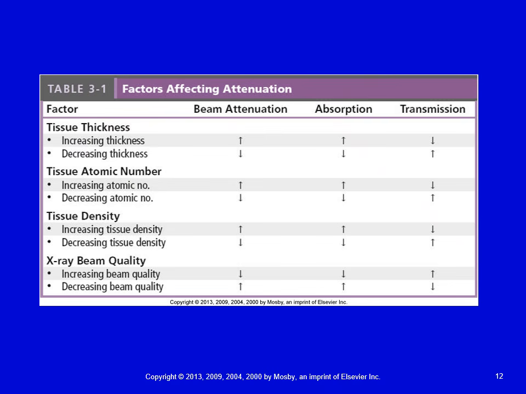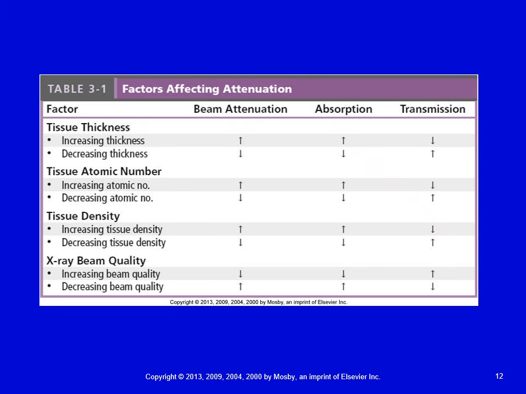Here's a nice little chart that your book gives you to look at what is happening in terms of factors that affect attenuation. Across the top, just in terms of definitions, remember what attenuation means. That basically means that we're reducing the X-ray beam as it passes through the patient. With absorption, the X-ray is totally absorbed within the patient's body. And transmission means that the X-ray actually makes it all the way through the patient and is able to interact with our image receptor.